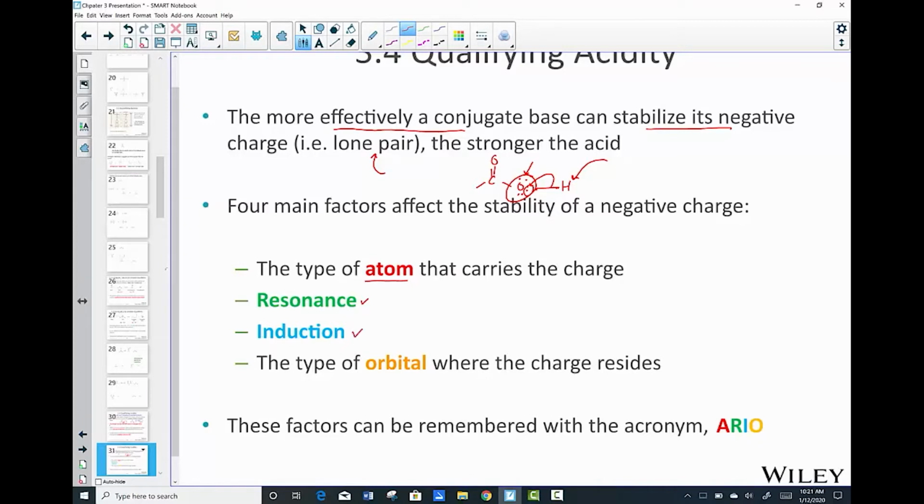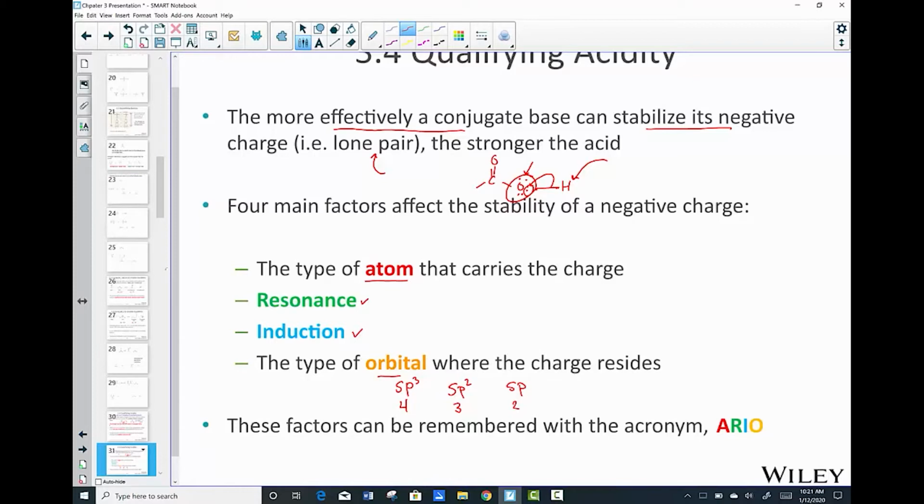Is there a highly electron withdrawing group that will influence the ability to draw electron charge towards itself? Is there a highly electronegative element? That process we'll look at is called induction. And what type of orbital resides on the charge? Is it a tetrahedral, 4 domains, sp3? Is it a trigonal planar, a total of 3 domains, sp2? Or is there just 2 domains in a linear molecule, an sp hybridized orbital?